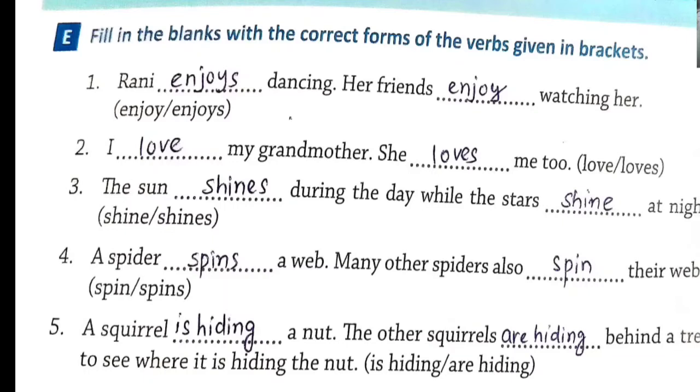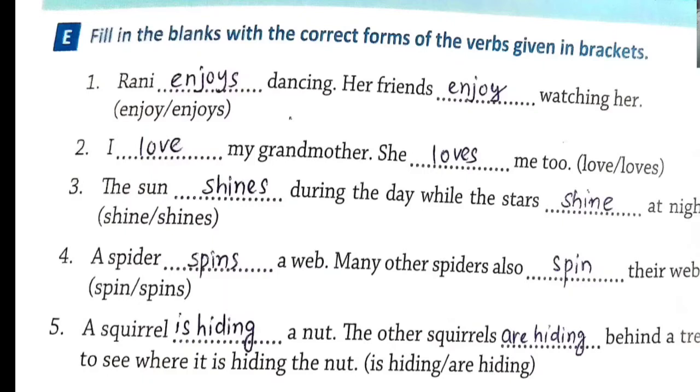The sun shines during the day while the stars shine at night. Here sun is singular, that's why shines, and stars are plural, that's why shine. A spider spins a web. Many other spiders also spin the web. Here spider is singular, that's why it spins. And in the second case, it is written many other spiders. Here spiders is in plural form, that's why you have to use the verb without any S or ES, only spin.